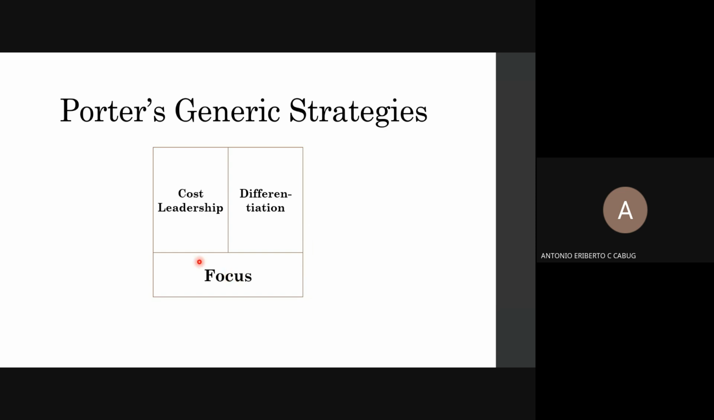You can mix focus with cost leadership. You can mix focus with differentiation, but you cannot mix cost leadership and differentiation together. Okay? So these cannot mix. You cannot mix cost leadership and differentiation. You can mix focus and cost leadership. It is possible. You can mix focus with differentiation. It is possible. But never mix cost leadership with differentiation.